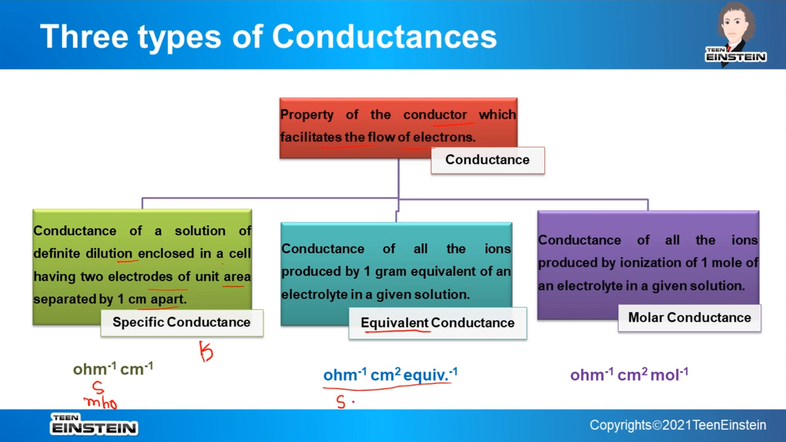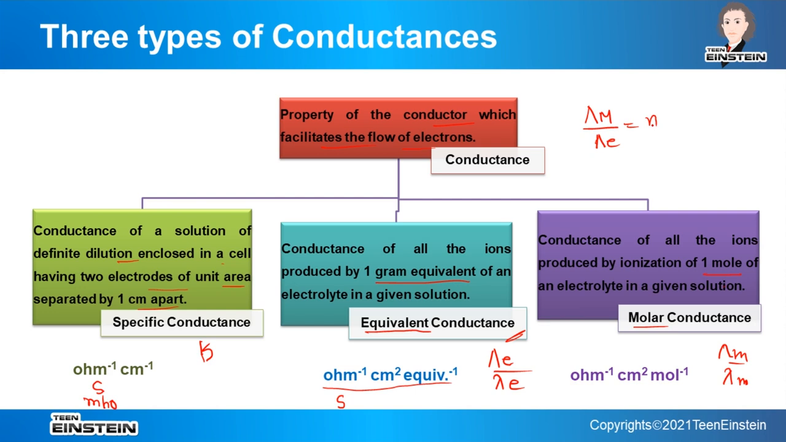And when it is molar conductance, the definition is the same as equivalent conductance, but the difference is only here: it is 1 mole of an electrolyte in a given solution. Equivalent conductance is denoted by lambda e, and molar conductance by lambda m, which is also called lambda. Now how these two are related, we have seen: lambda m equals n times lambda e, where n is the n factor, or the total positive charge or total negative charge.